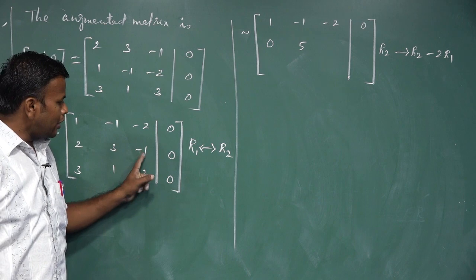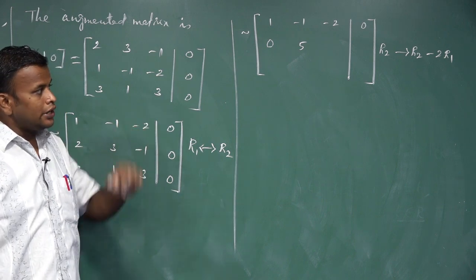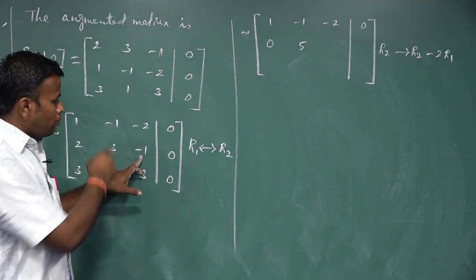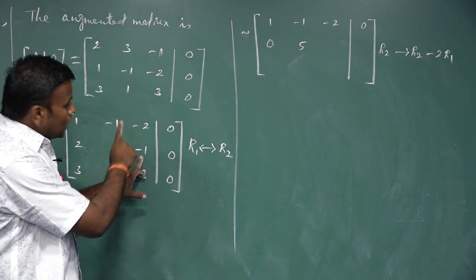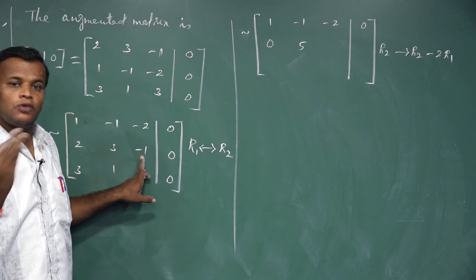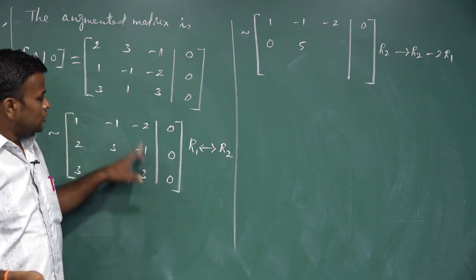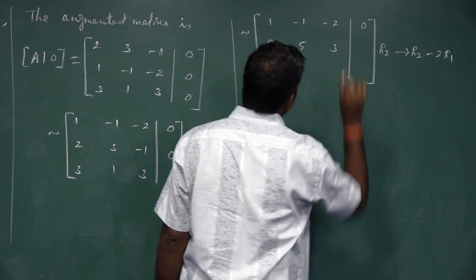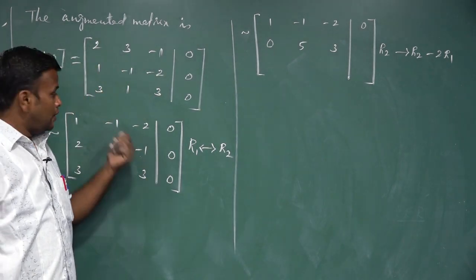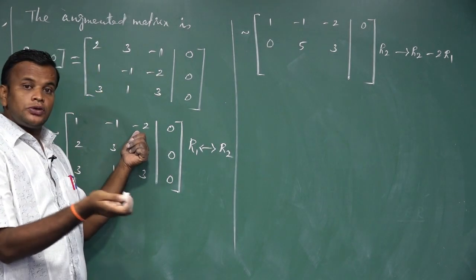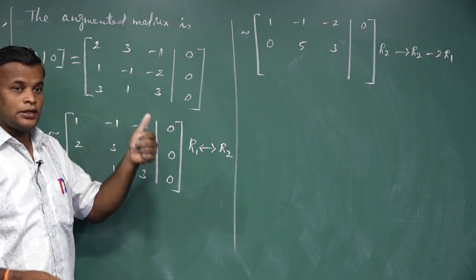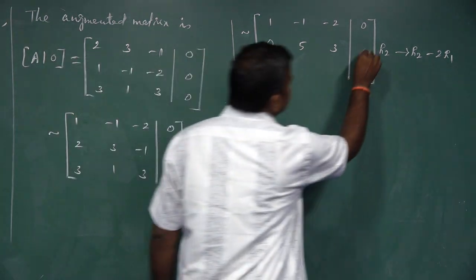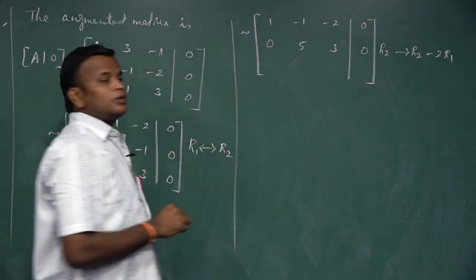Next, the number minus 1, we check how to write R2. We write R2 as R2 minus 2R1. So R2 minus 1, minus 2 times minus 2. Minus and minus is plus. So 2 twos are 4. 4 minus 1 is 3. Minus 2 into minus 2 is plus 4. So 4 minus 1 is 3. All values are 0, so whatever process we do, it becomes 0. Okay, this process is over.